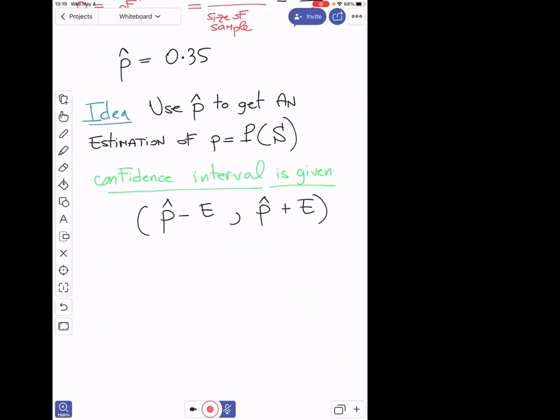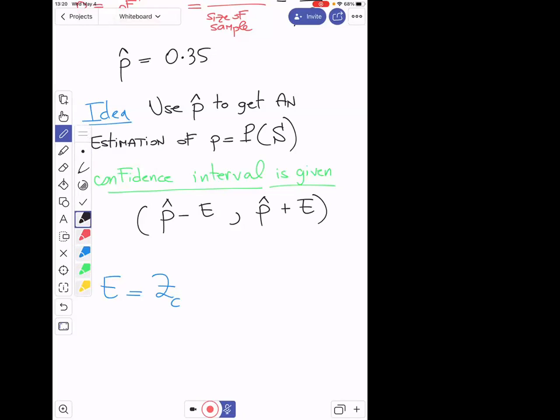So the good news is that this p hat can be approximated with a normal distribution. So for E, the formula would be the following. E would be equal to the Z subscript C again. Remember, guys, when sigma is known, the E would be Z subscript C times sigma over square root of n, right? In section 8.1.